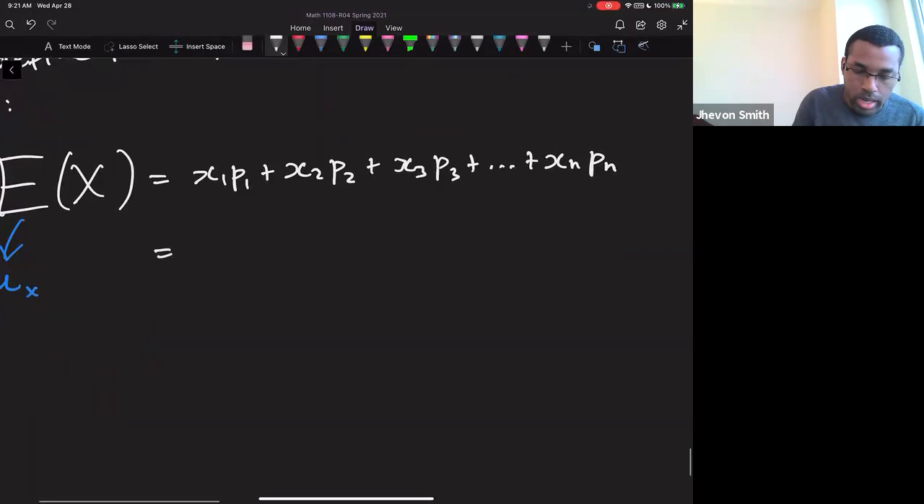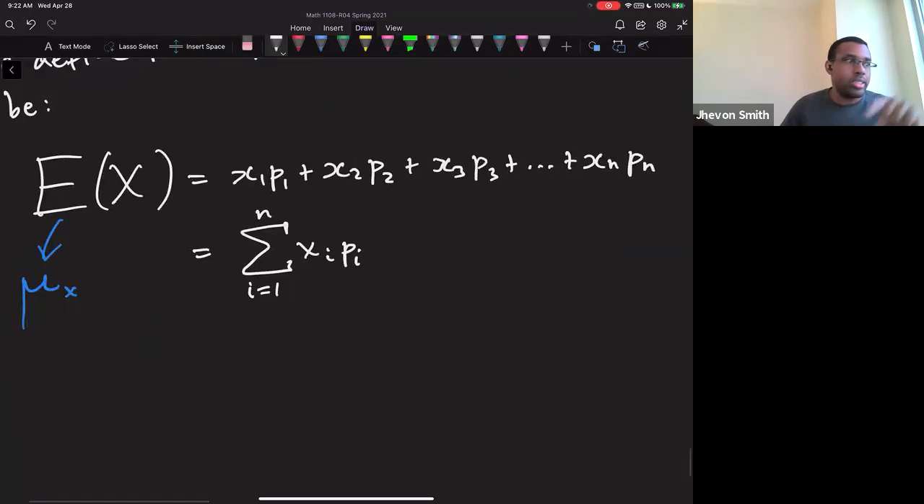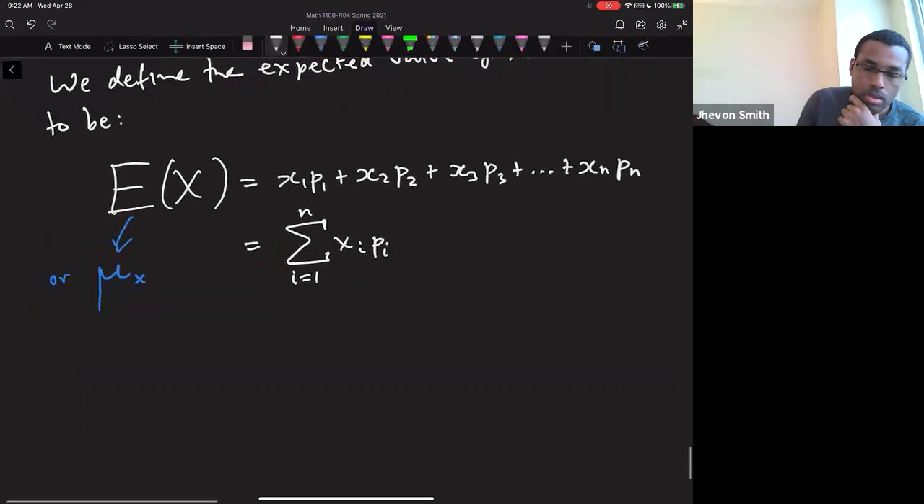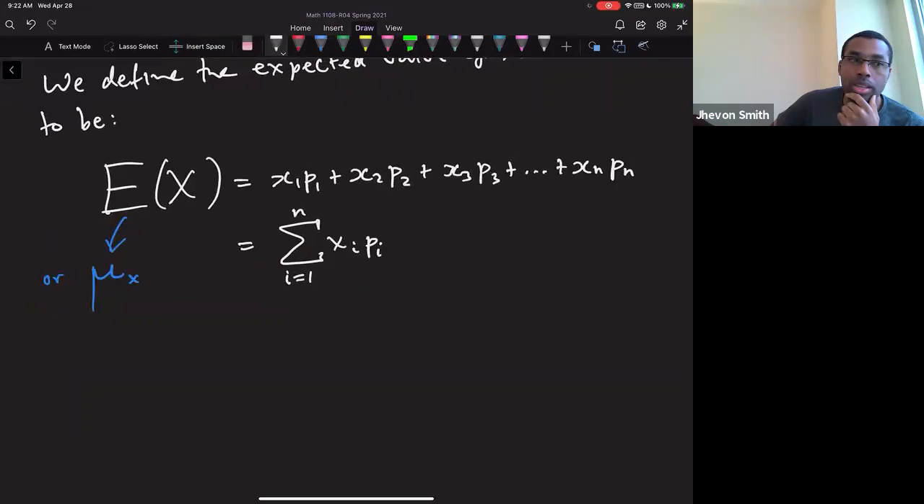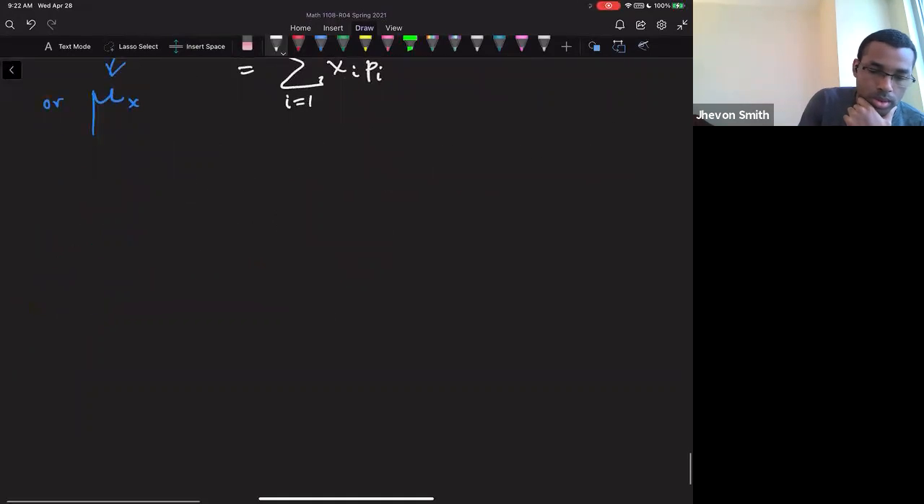Right. This can also be written as the sum i goes from 1 up to n of xi times pi, but you don't really have to know that notation, just know that this is what it is. Multiply each outcome times its probability and add them all together, right? And this is what we call the expected value or the mean.